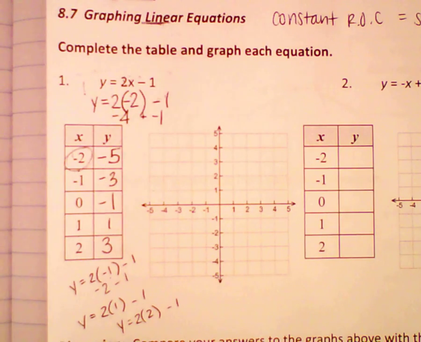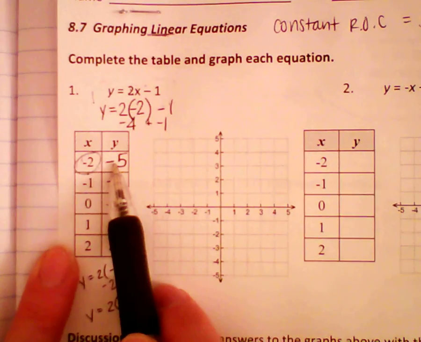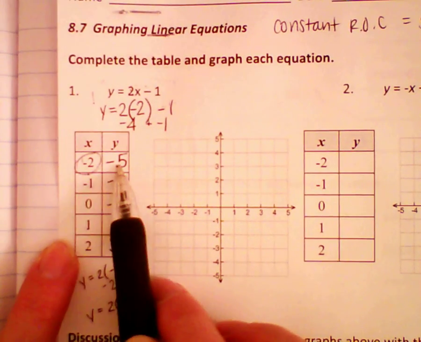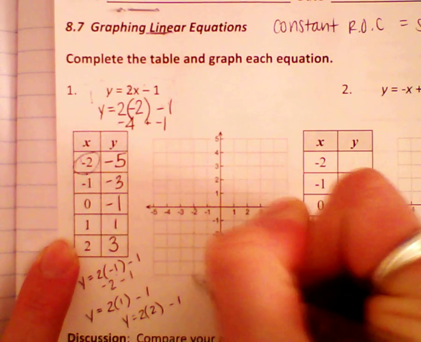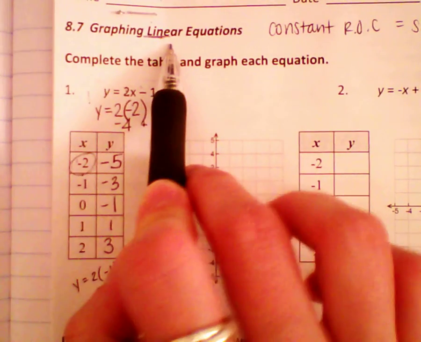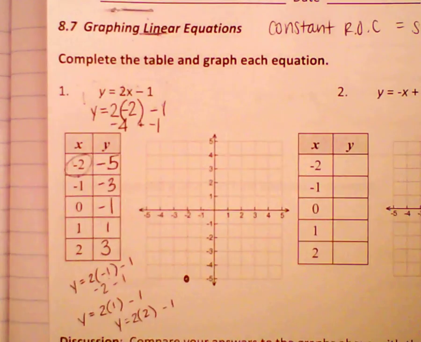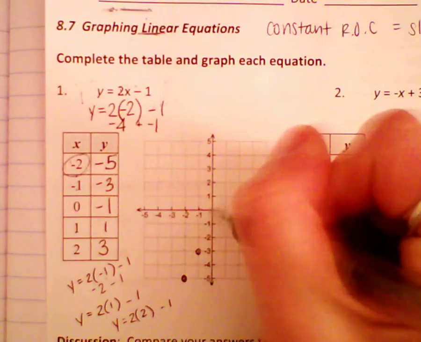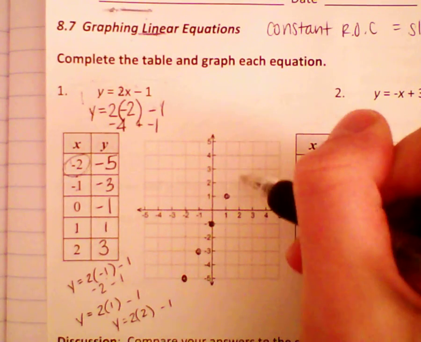So now what I'm going to do is graph based on my input-output values. And all that it is, is an x and a y value. So this ordered pair is negative 2, comma negative 5. Now let's keep in mind I'm graphing a linear equation, so I know that this should end up being a straight line. So if it doesn't, something is wrong. Negative 1, negative 3; 0, negative 1; 1, 1; and 2, 3.